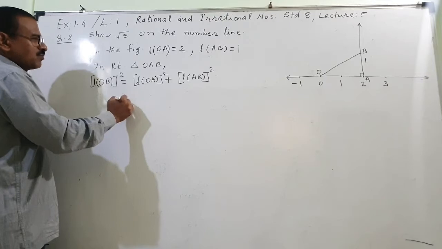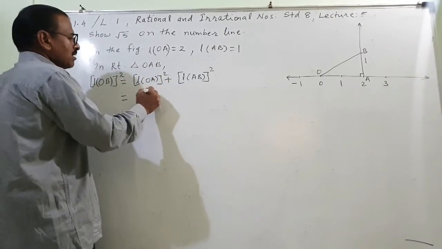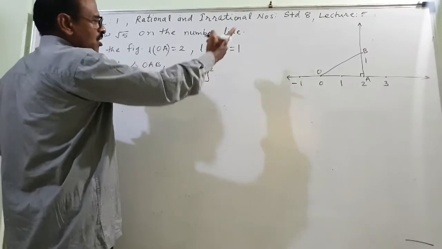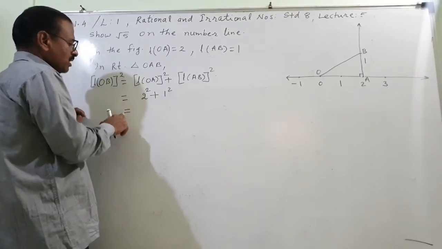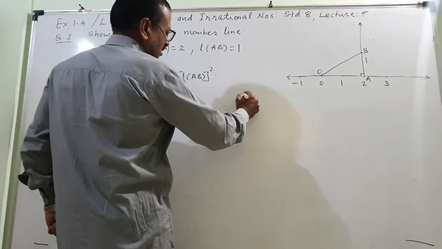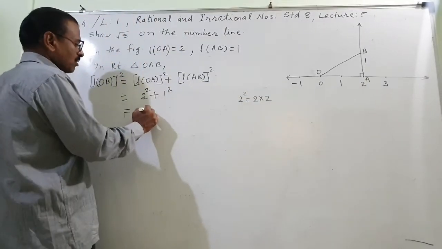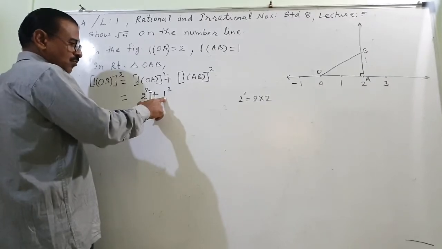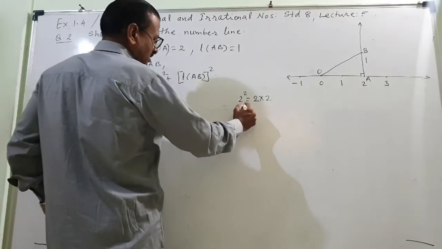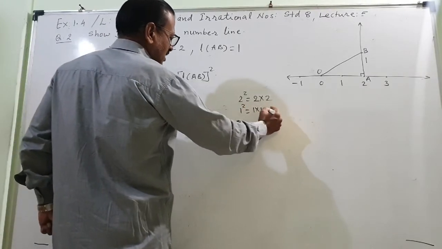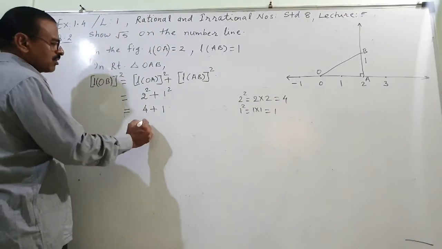Therefore, this OA is how much? OA is 2, its square, plus length AB is how much? 1, its square. 2 square means 2 into 2. 2 into 2 is 4, plus 1 square is 1 into 1. 1 into 1 is 1. That is equal to 1. Therefore, this is equal to 5.